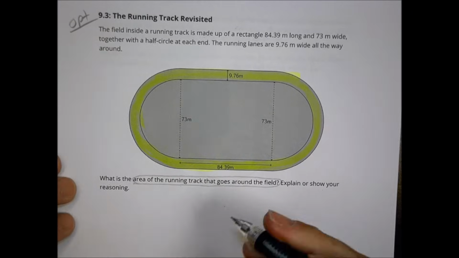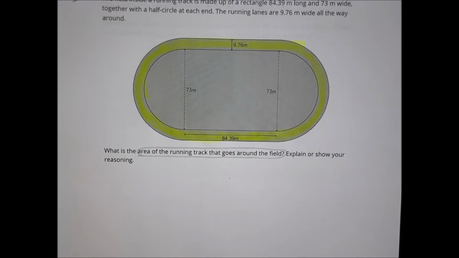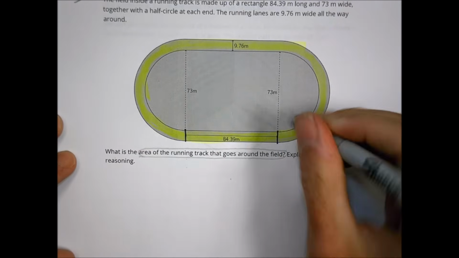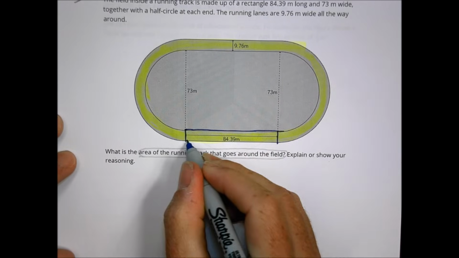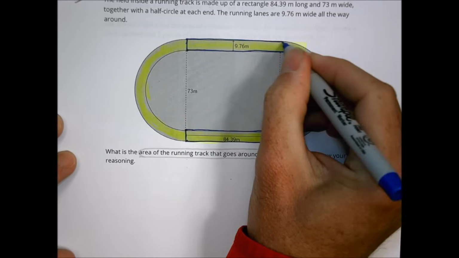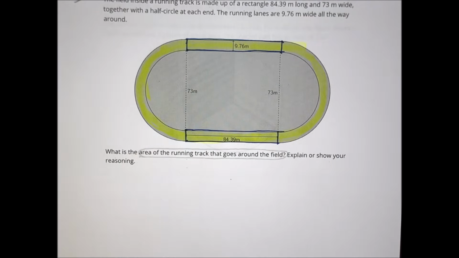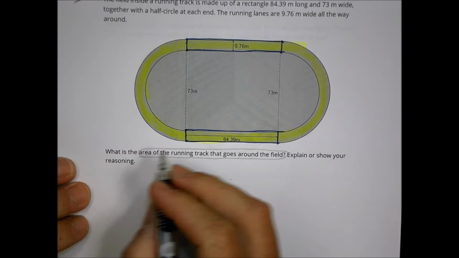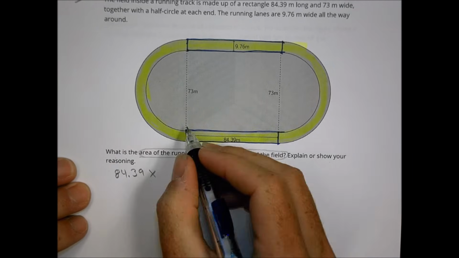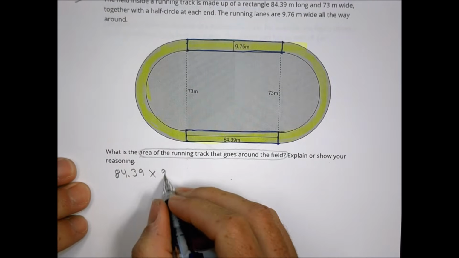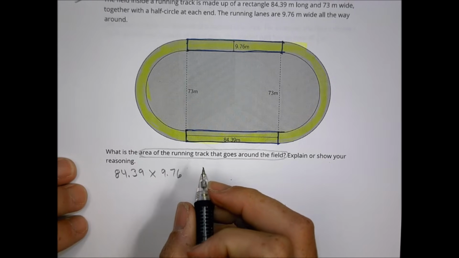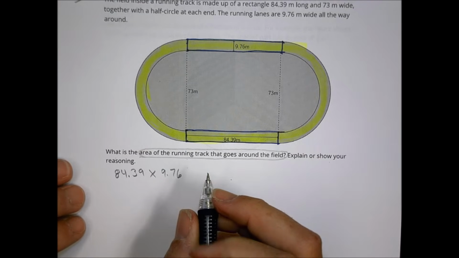Okay, so we really need to break this up into a couple different chunks. First chunk you might want to look at is this chunk right there as a little rectangle piece, which we can duplicate right there. We have it twice, here and here. We can find the area of that rectangle piece pretty easily, right? That's going to be the base, 84.39, times the height, which in this case is 9.76, right? And so that is our height there for what we have for our straightaways.